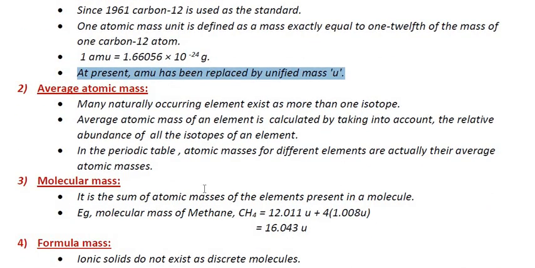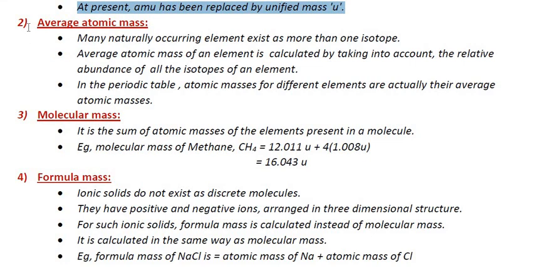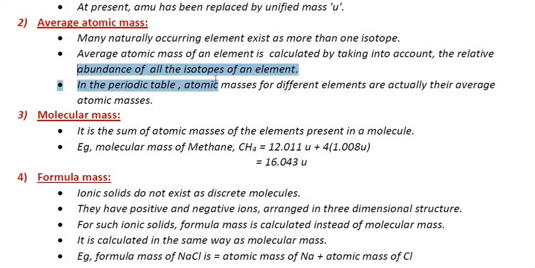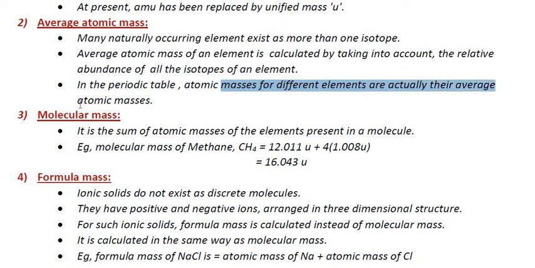We come to the next one. The next term is average atomic mass. Average atomic mass depends upon the abundance of all the isotopes of an element in nature. In the periodic table, atomic masses for different elements are actually their average atomic masses. That means they have been calculated by considering the abundance of all the isotopes of any element.